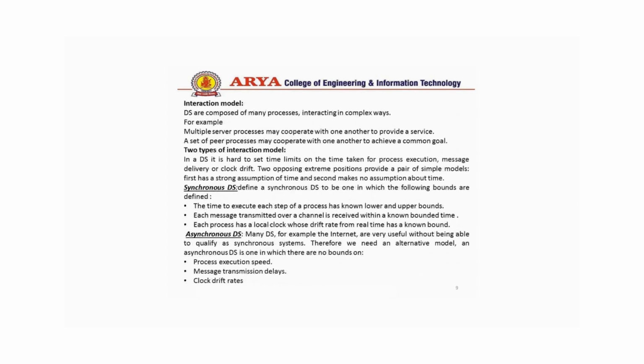Interaction model in detail. Distributed systems are composed of many processes interacting in complex ways. Multiple server processes may cooperate with one another to provide a service. A set of peer processes may cooperate with one another to achieve a common goal. There are two types of interaction model, synchronous and asynchronous.